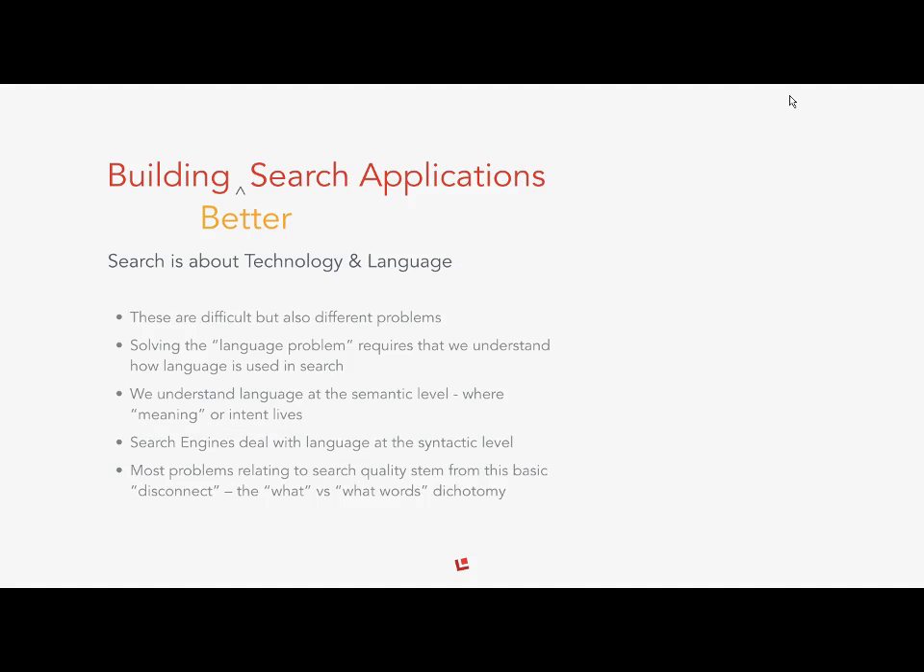So search is both a technology and a linguistic or language problem. So what do I mean by this? Basically, that as engineers and system designers, we need to get our heads around both the technological and the linguistic aspects of the problem, and to do that through multiple languages. Now these are both difficult and important problems.